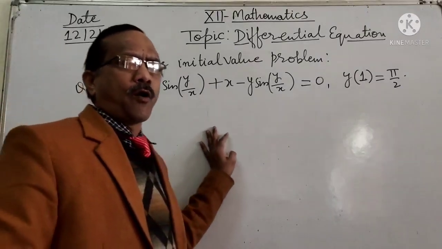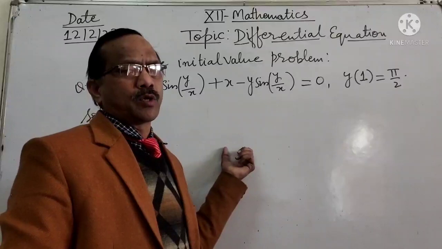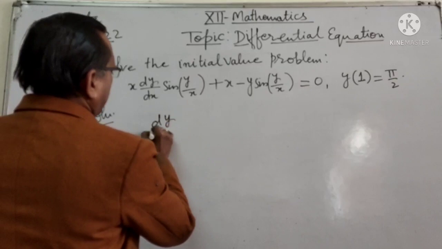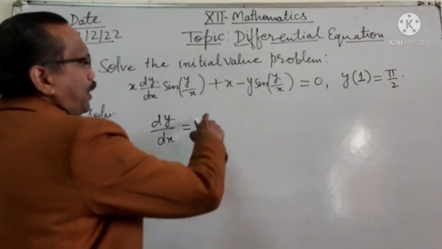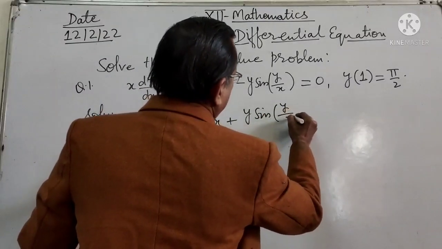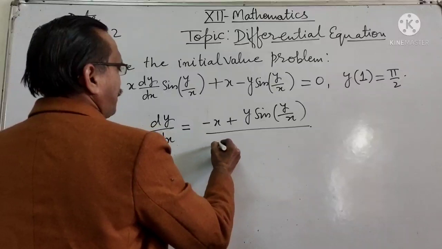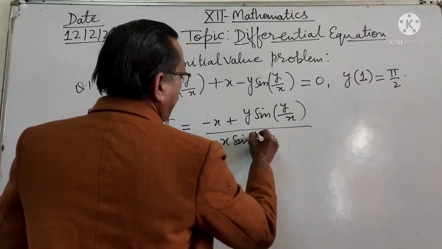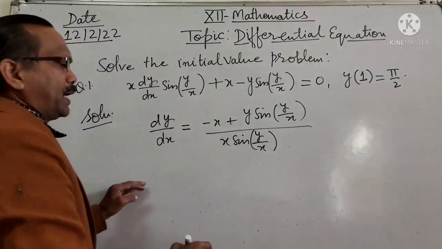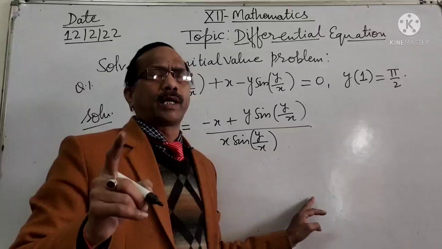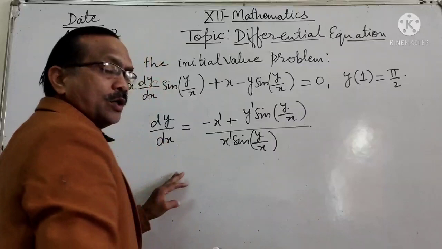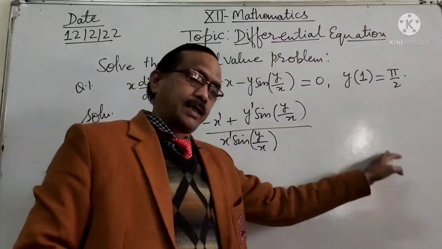Dear student, first of all, we will write the equation in terms of dy/dx. So dy/dx is equal to −(x − y sin(y/x)) divided by x sin(y/x). Here the degree of the numerator equals the degree of the denominator. See, it is 1, it is 1, it is 1. So it is a homogeneous differential equation.